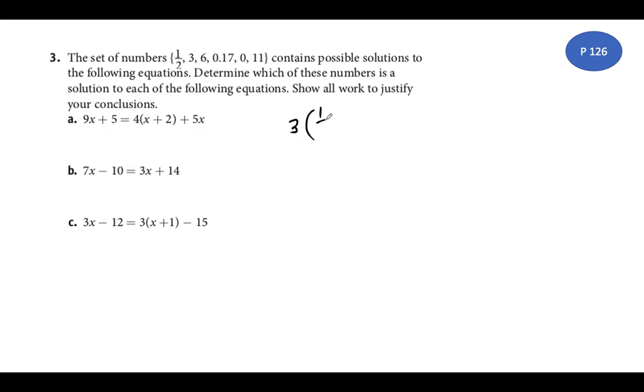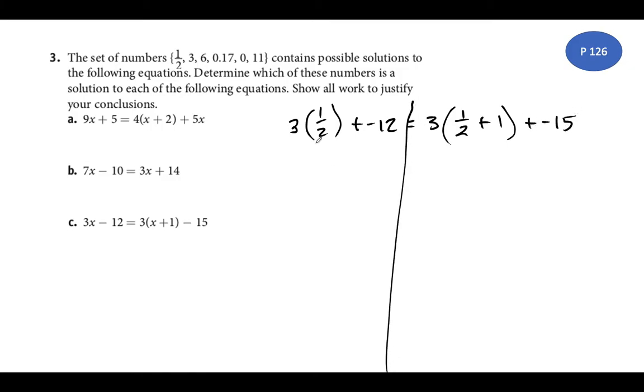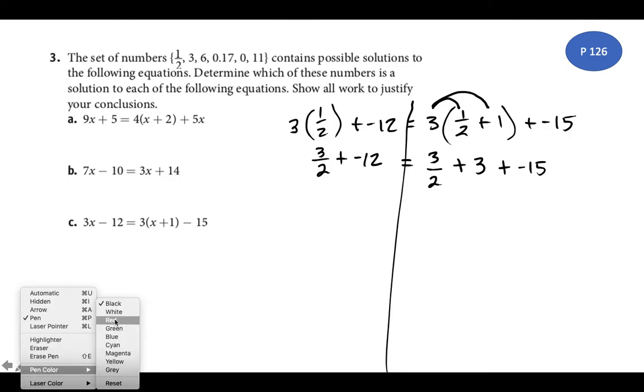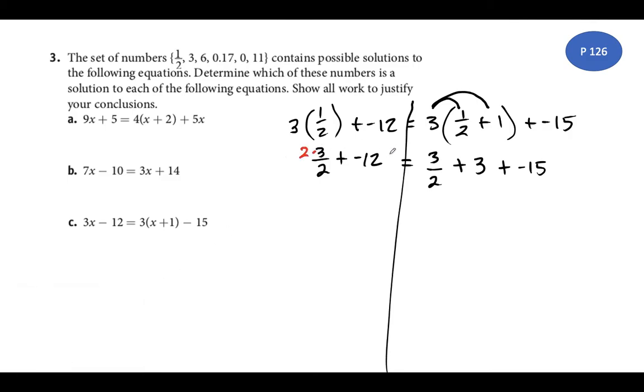So I have 3 times a half plus negative 12 is equal to 3 times a half plus 1, plus negative 15. All right, so 3 times a half is 3 halves plus negative 12. I have to distribute here. 3 times a half is 3 halves. 3 times 1 is 3 plus negative 15. I think I'm going to get rid of the 2's just to make my life easier. Now that I know how, I'm going to multiply every term, both sides, by 2. And I got a lot of terms, but it's still easier than dealing with the fractions.